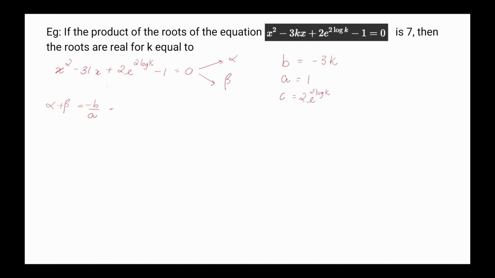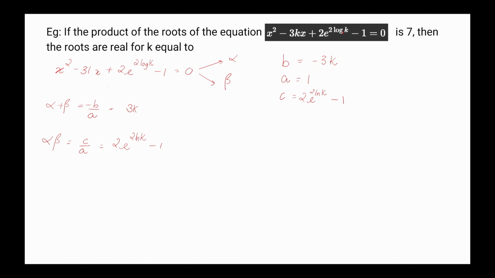This log has base e here, so keep this in mind. This is ln k, so let me write it in that format only. This is 2 e to the power 2 ln k minus 1. So these are my values. What would alpha plus beta become? Minus b, so this would become 3k by a, and a is 1. And the product of roots, alpha beta, would become c by a, which is 2 e to the power 2 ln k minus 1. Again, a is 1, so I am avoiding writing the 1 in the denominator because it doesn't matter.